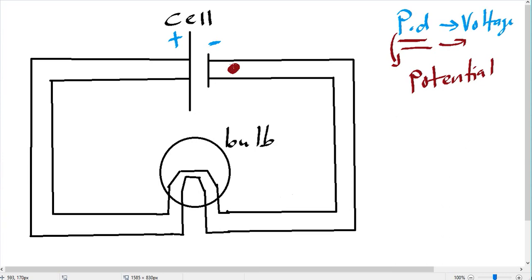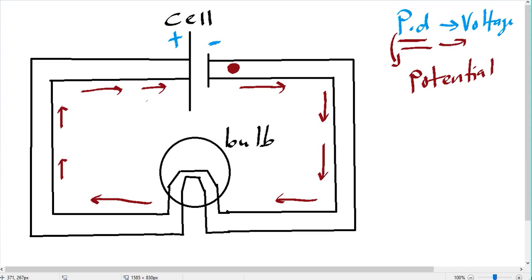I'm going to draw a charge as such here, as you can see. So what will happen is, since the charge of the electrons is negative, and you have a negative terminal, they will be repelled. So the charge actually flows through the circuit. It goes through the bulb, and then it leaves the bulb, and then it gets attracted towards the positive terminal there.